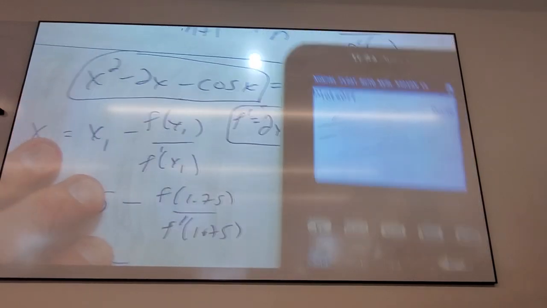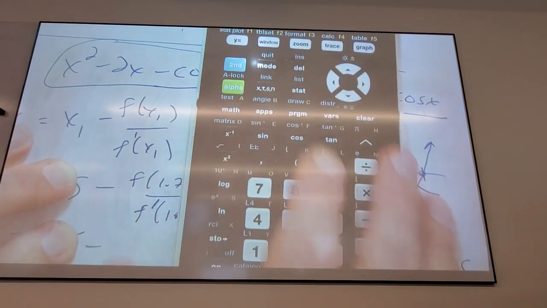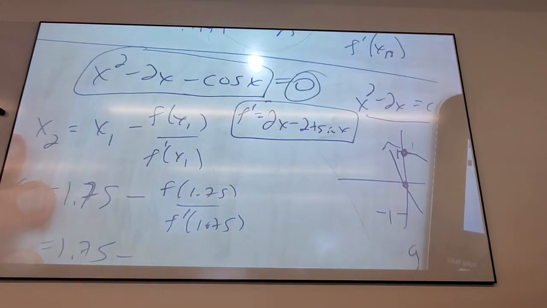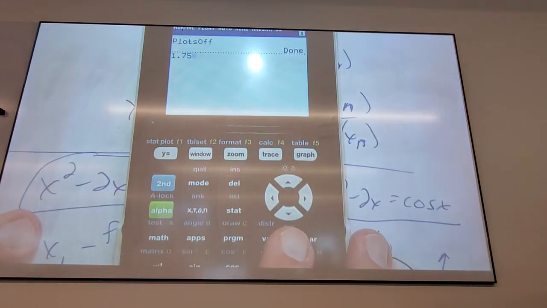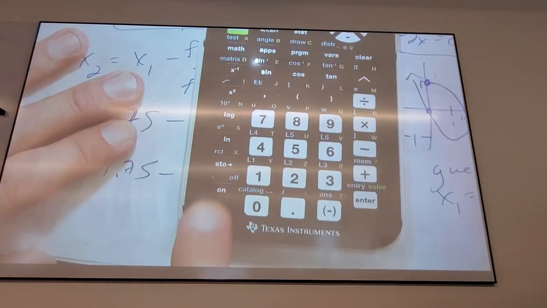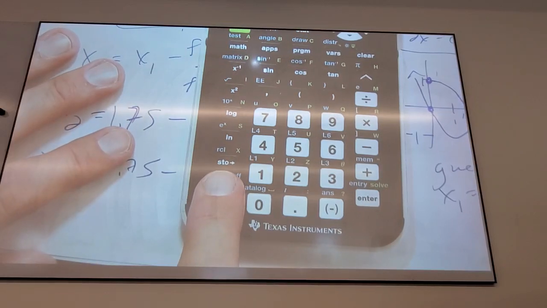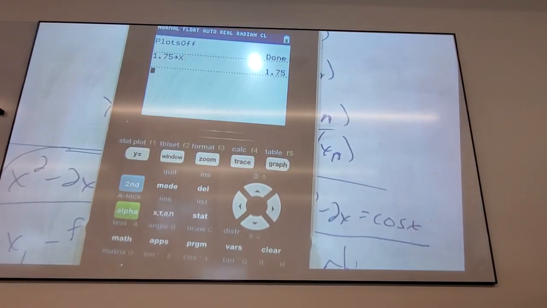Ultimate level of goodness. So what is the value we're working with? 1.75. So everybody put 1.75. Really cool button down here, store. Store in X. Enter.